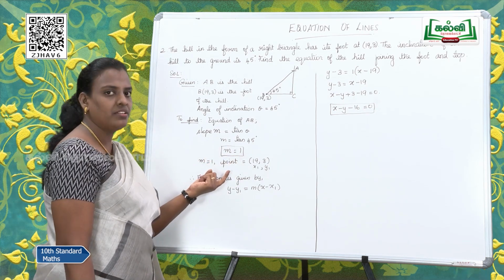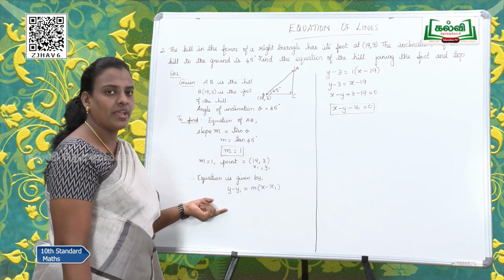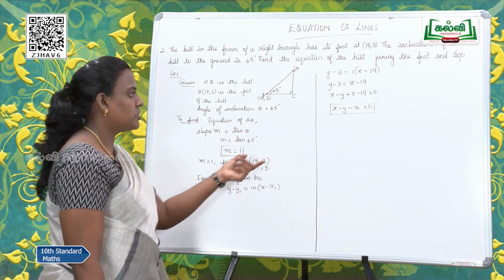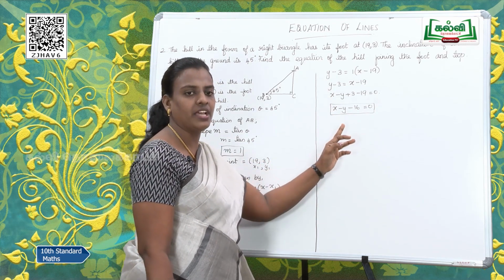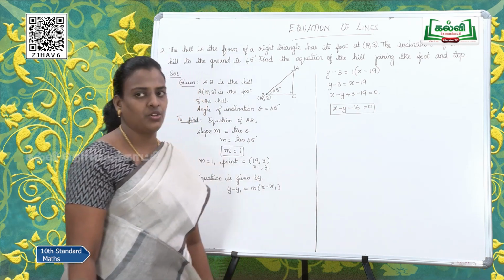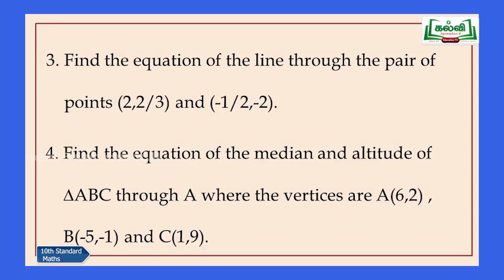So what is the point? The point is (19, 3). So the equation I get is y minus y1 equal to m into x minus x1. So substituting the values and simplifying, I get x minus y minus 16 is equal to 0. Hope you all understood this question. We'll now work out the third question.